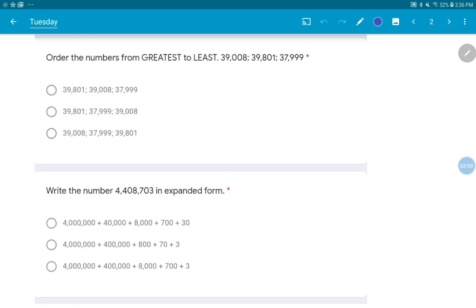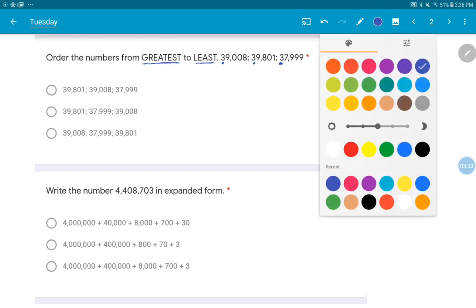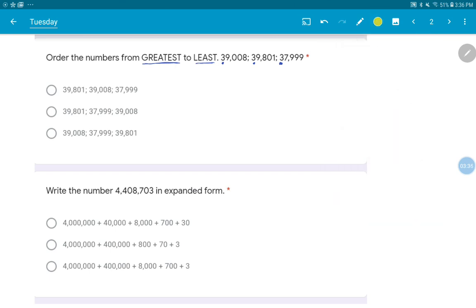Now we're ordering the numbers from greatest to least. Greatest means biggest, to least means smallest. So remember, when we're ordering numbers, we always start with the largest place value. I have 3 10,000s in each number, so that doesn't help me any. So I'm going to have to go on to my next largest place value, which will be the thousands. I have 9, 9, and 7.